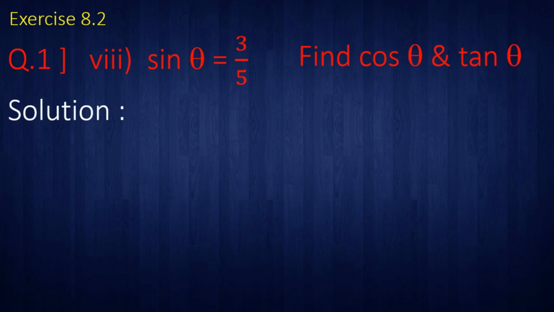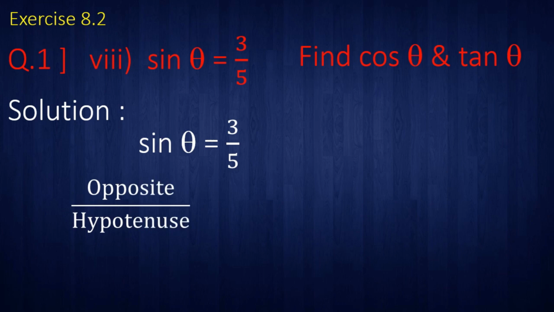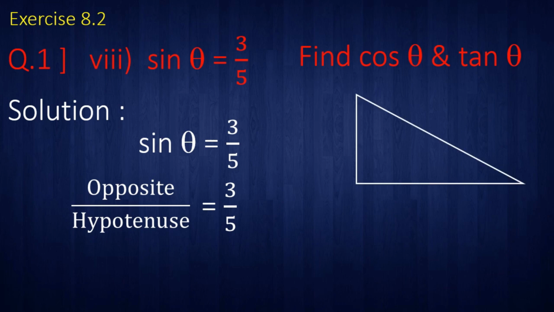Students, considering the question, sin theta is equal to 3 upon 5. The sin formula is opposite upon hypotenuse, which is equal to the given value 3 upon 5. Now, to find the opposite and hypotenuse side names, let's draw a triangle. The triangle name is ABC. Always write the triangle name ABC.